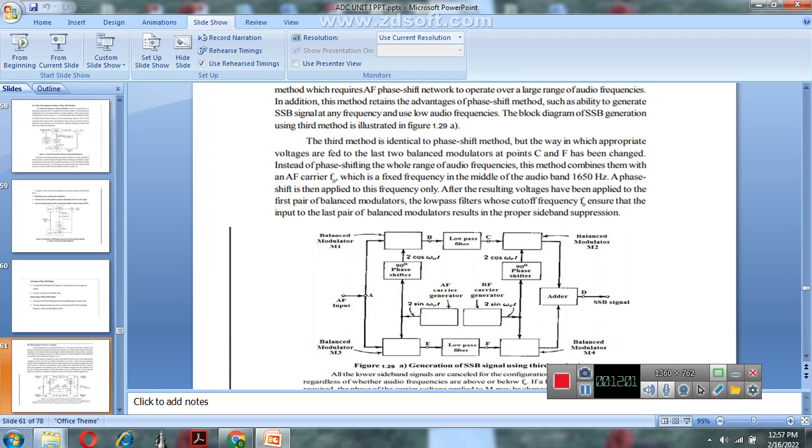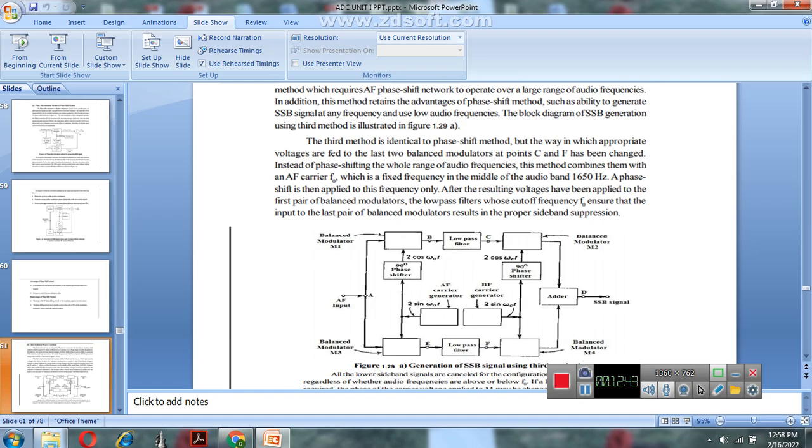Modulators M1 and M3 take the AF input, that is the audio frequency input, and the carrier signal. The first balanced modulator takes the 90-degree phase shifted carrier signal and the audio input. These two signals are multiplied and the output is connected to the low pass filter. Next, balanced modulator M3 has two inputs, the AF input and the carrier input without phase shifter. These two signals are multiplied and the output is connected to the low pass filter.